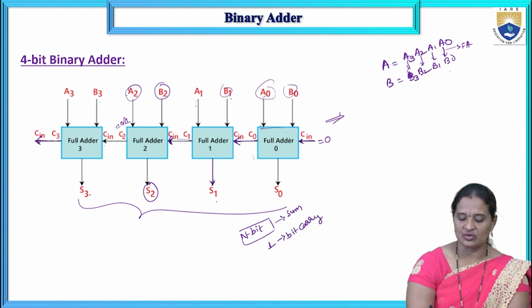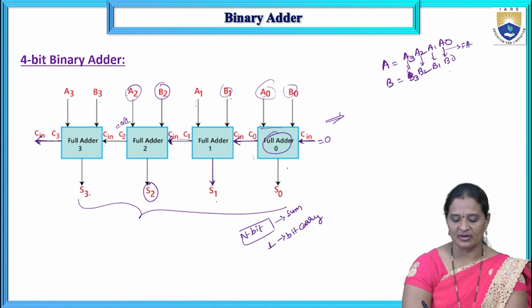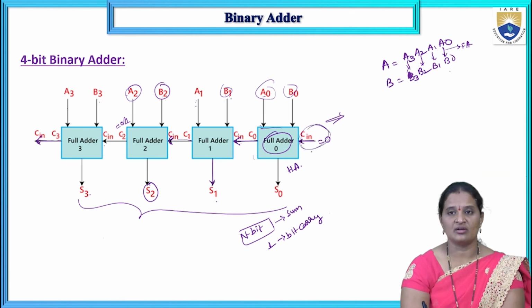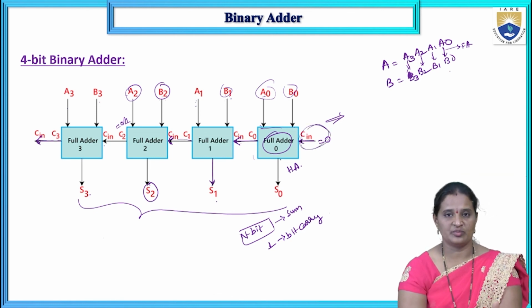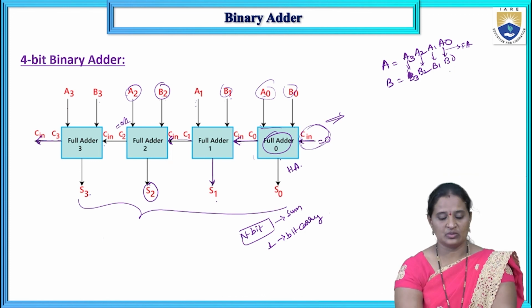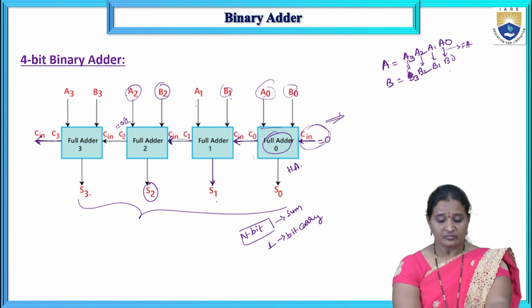Here, as I told you, I can even replace the first full adder with a half adder, which has only 2 inputs. There we don't consider any carry input, which is taken as 0. So this is the binary full adder circuit.